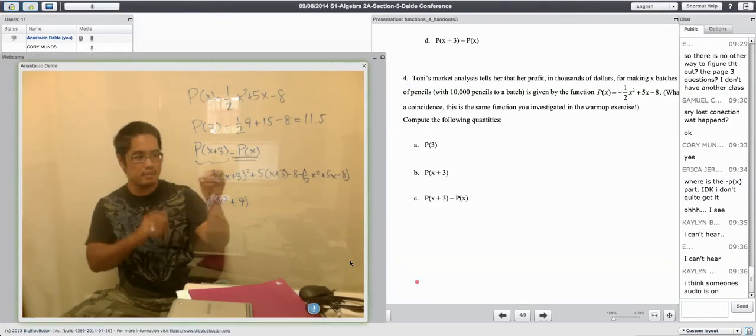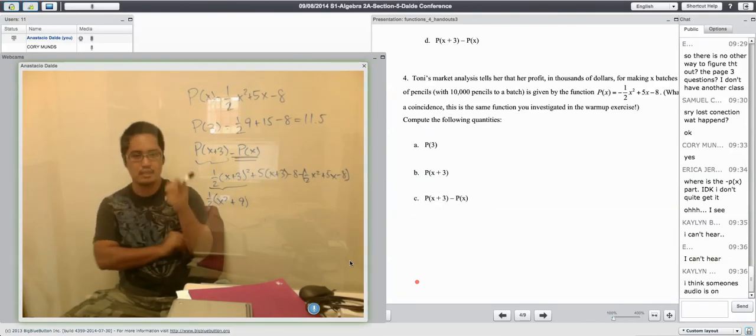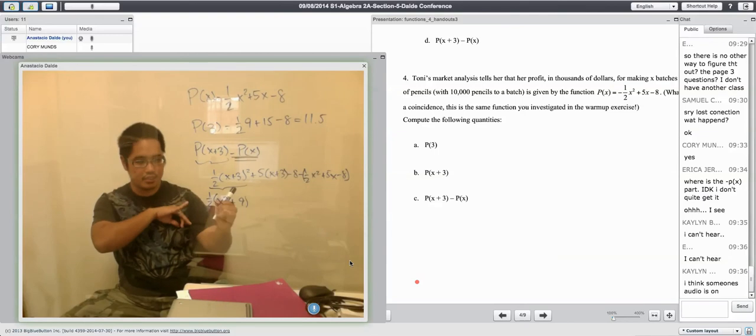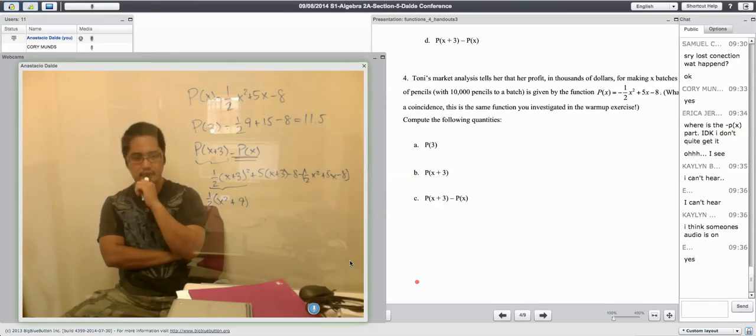Does everyone agree with this? This is the same thing. 1/2 x plus 3 squared is 1/2 x squared plus 9. Say yes or no, I agree, I don't agree. Yes, Erica, good. Everyone chime in. Yes, no, I don't know.